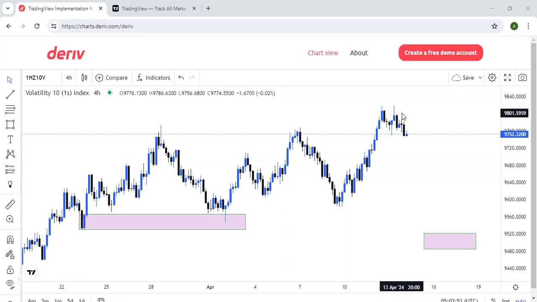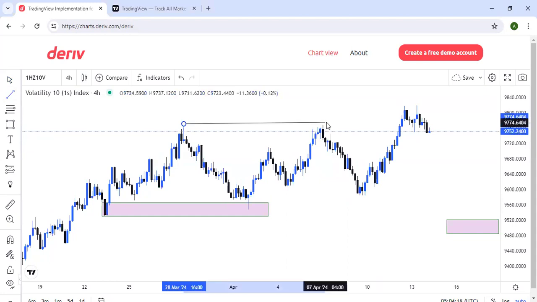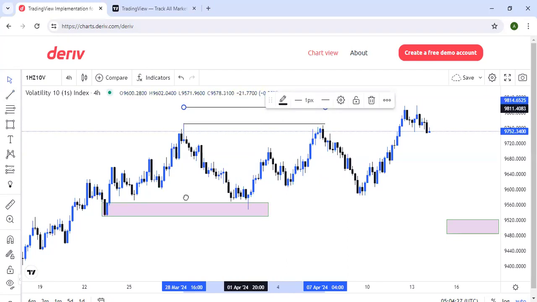So without any further ado, let's go into the chart. On the screen, this is the H4 analysis. We want to take our trade from this zone. This is our high, and we have our low here. This is our low.